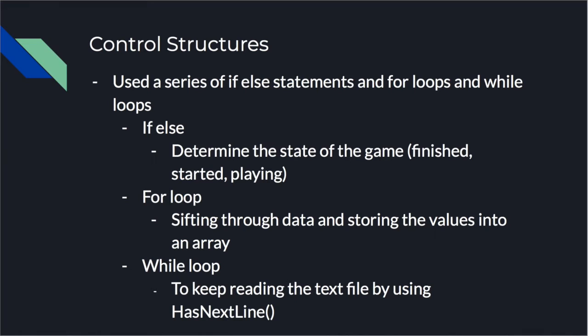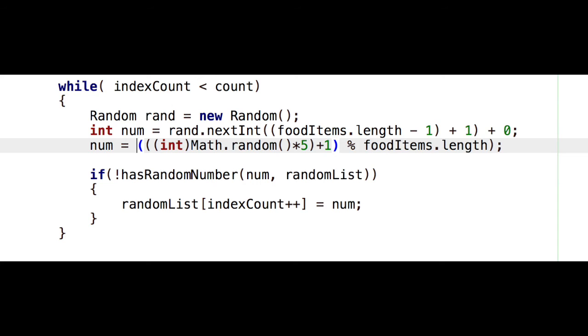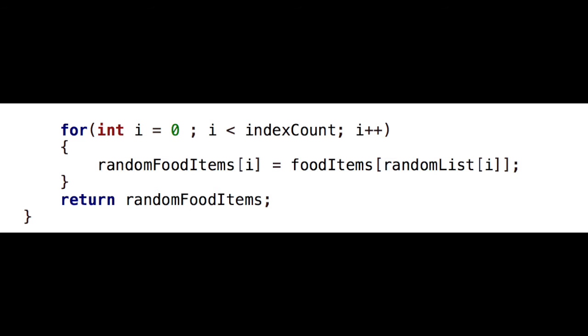Next, control structures. I used a series of if-else statements and for loops and while loops. For the if-else statements, I used them to determine the state of the game, whether the game is finished, starting, or playing. For loops, I used them to sift through data and store values into arrays. For example, the food items array and the food categories array. And I finally used the while loop to keep on reading the text file by using hasNextLine.